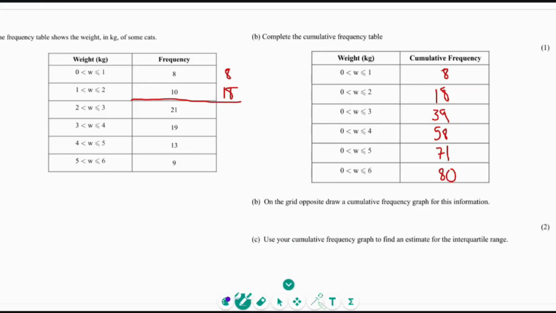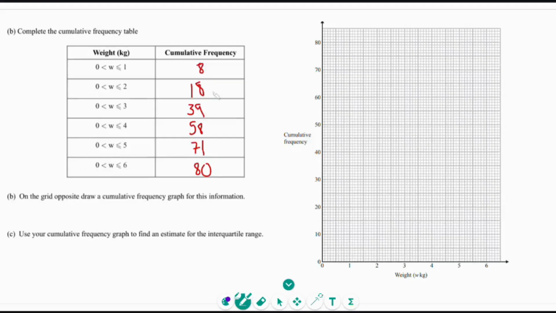And then we're going to draw on the cumulative frequency graph. Okay, so starts at 0, 1 to 8, 2 to 18. Don't forget we're plotting the upper bounds against here. 3 to 39, 4 to 58, 5 to 71, and 6 to 80.